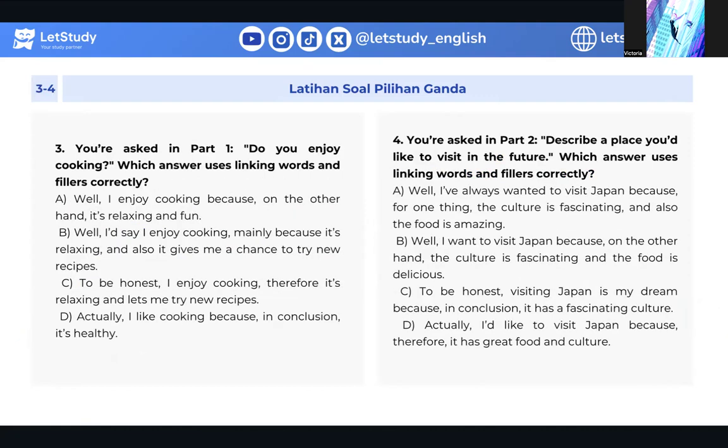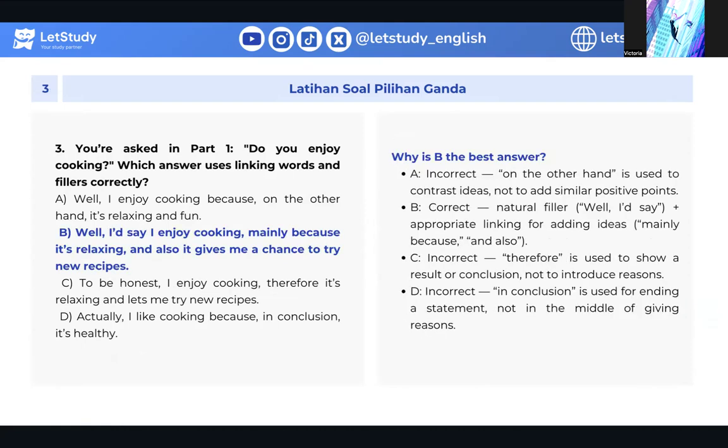Okay, now for number 3 and 4. 3. You're asked in part 1, do you enjoy cooking? Which answer uses linking words and fillers correctly? A. Well, I enjoy cooking because, on the other hand, it's really relaxing and fun. The use of "on the other hand", yaitu contrasting opinion, itu gak benar, jadi salah.